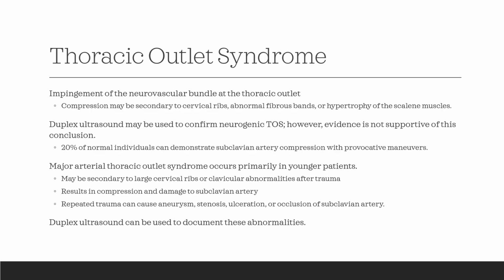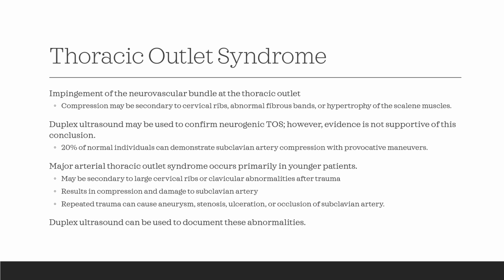Thoracic outlet syndrome we briefly discussed, but this is the impingement of the neurovascular bundle at the thoracic outlet. This is where the subclavian artery passes between the clavicle and the first rib, and if we have hypertrophy of those pectoral muscles or something else in that region, then it can cause compression of not just the vessel, but of the nerves going through that region as well.